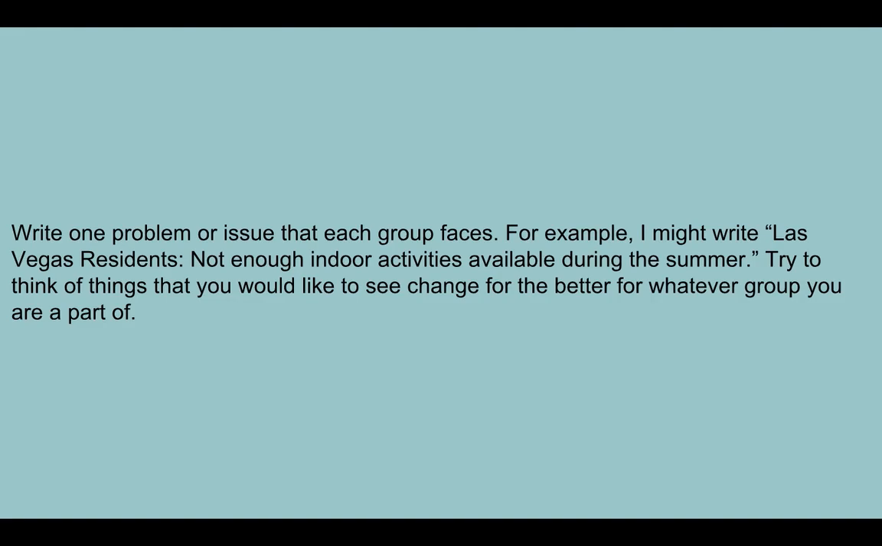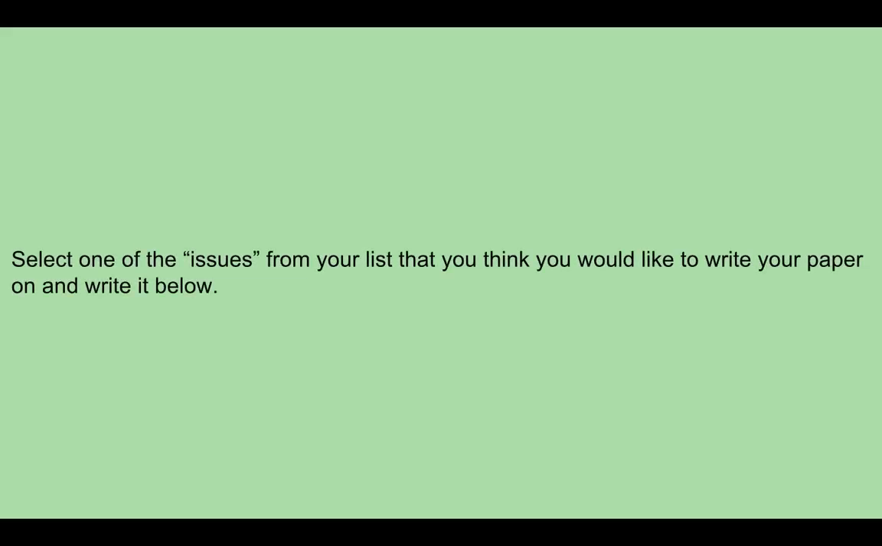Okay, so now that you've gone to the Google form, done that, come back, I want you to look at your list and select one of the issues that you think you would like to write your paper on and write it down. Now, be careful here. If you don't want to write a 4 to 6 page paper on any of those things, then it's time to go back to the drawing board and think of more issues or maybe more groups that you're a part of.